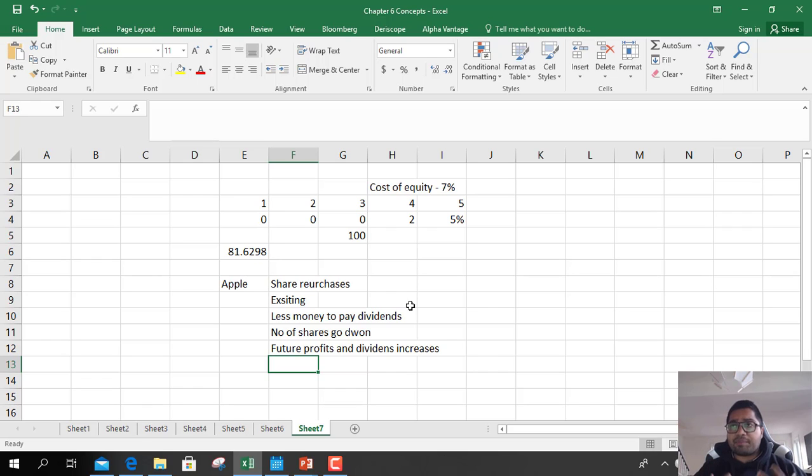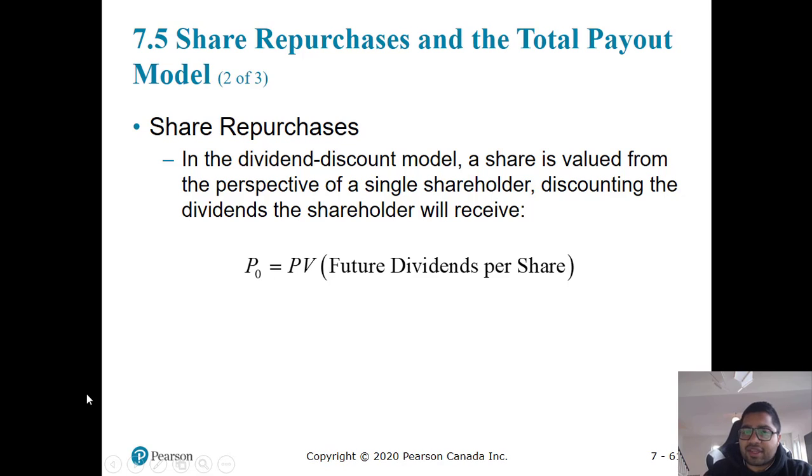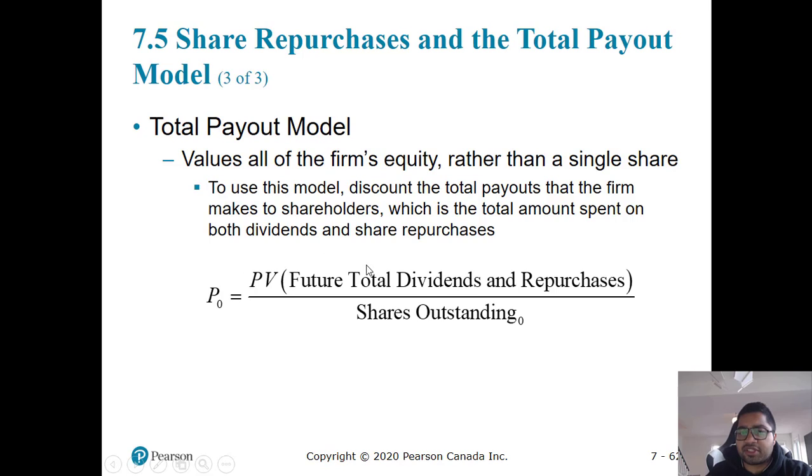So whenever a company does a share repurchase, there is less money to pay dividends right now, but future profit per share as well as dividend per share goes up. So share repurchases are considered to be a positive thing. How do you value such companies that do share repurchases? In the dividend discount model, a share is valued from the perspective of a single shareholder, discounting the dividends the shareholder will receive. So we have seen it. Price today is the present value of future dividends per share.